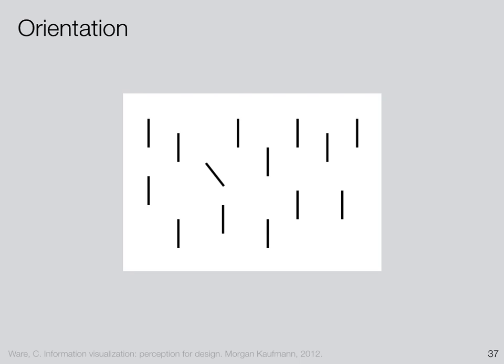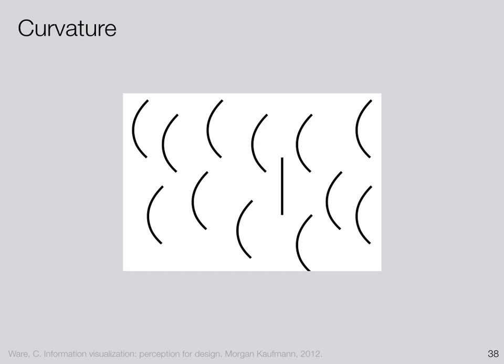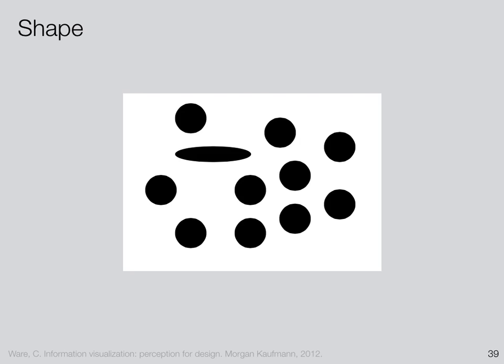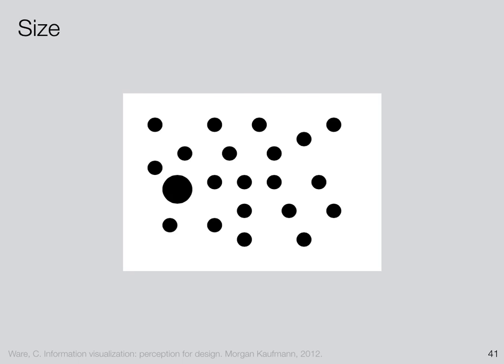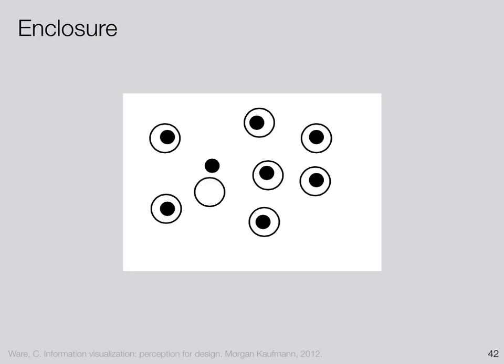We can vary orientation to spot elements. In this case, there's one slightly angled towards the left. The curvature can change. Here we have only one element with a straight line and it immediately pops out. We can have different shapes, different lengths, different sizes. So here's one element significantly larger, different enclosures. So you see there's one deviation and you will spot it immediately.